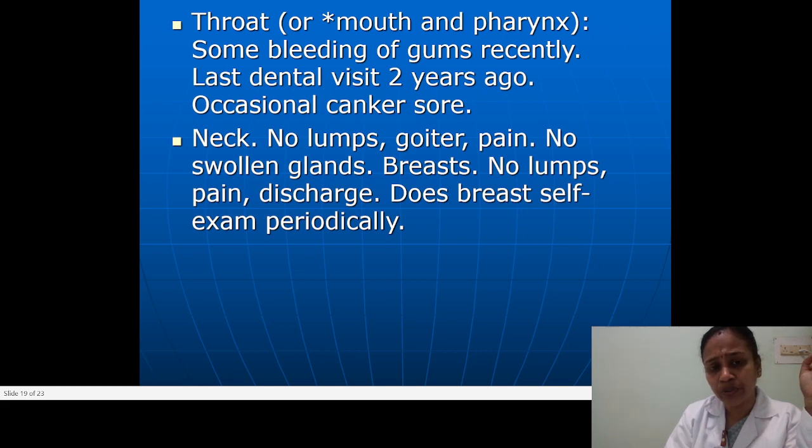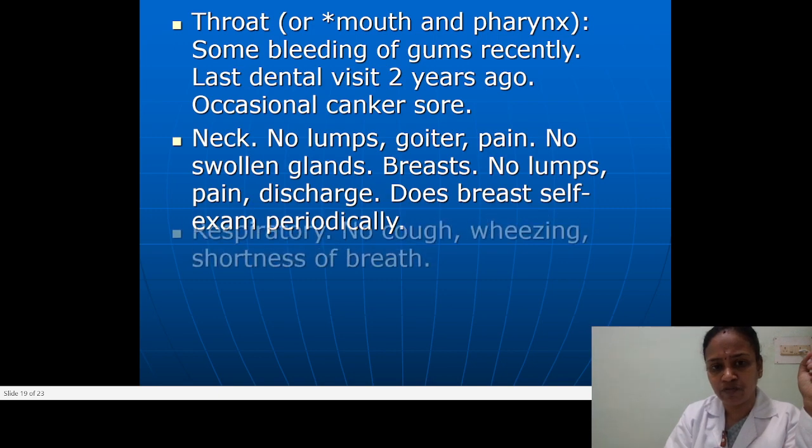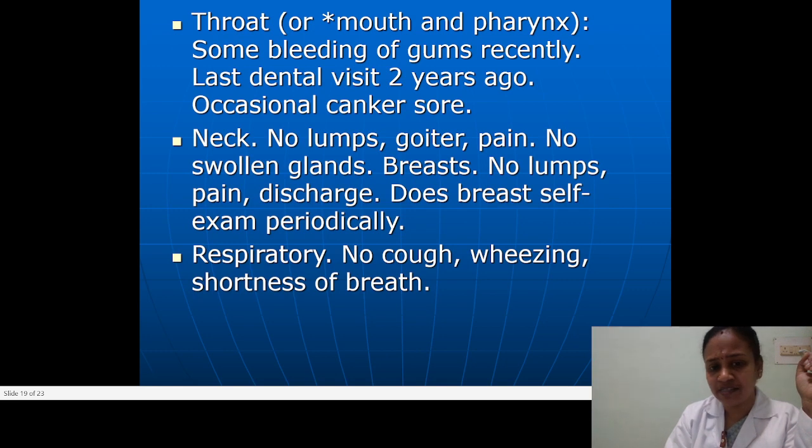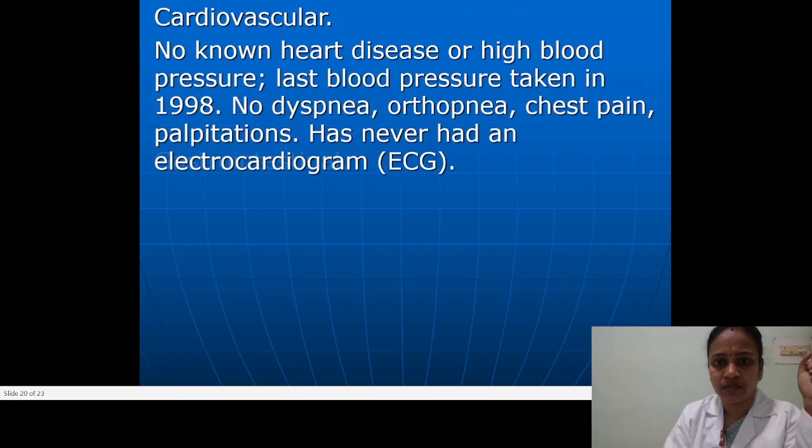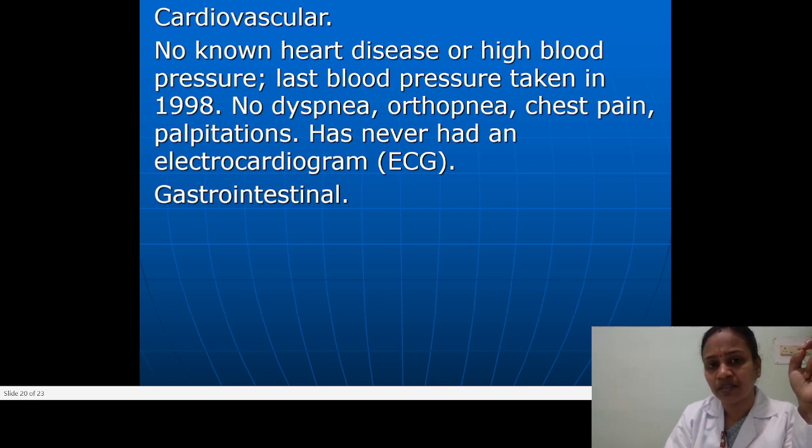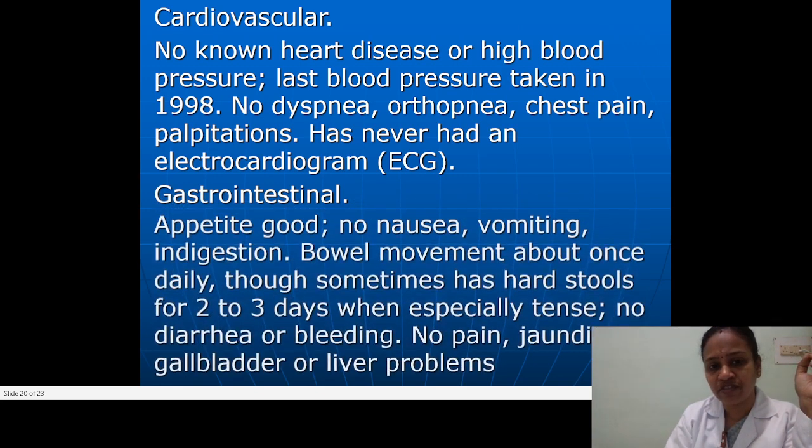Apart from that, in the mouth, you need to assess the patient for any dentures they use. In the neck, observe for lumps, goiter, or any pain. Respiratory system: ask for history of any shortness of breath, wheezing, or cough the patient is suffering from. For the cardiovascular system, we must concentrate on heart rate, that is pulse rate, and blood pressure taken recently, any history of dyspnea, orthopnea, chest pain, palpitation, and whether they have ever had an ECG because of chest pain.